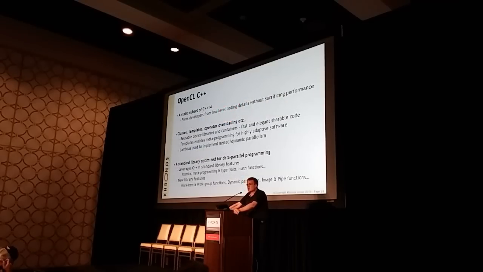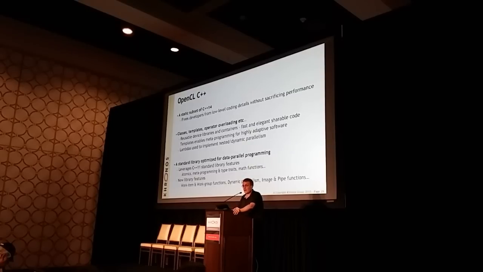So the C++ kernel language is a provisional spec. Again, it's open to feedback and open to fairly significant changes. It's based on a static subset of C++14. The idea is it will free developers from a lot of the low-level coding details without sacrificing performance. So it adds all the things that people commonly request: classes, templates, operator overloading. This should allow building reusable device libraries and containers.